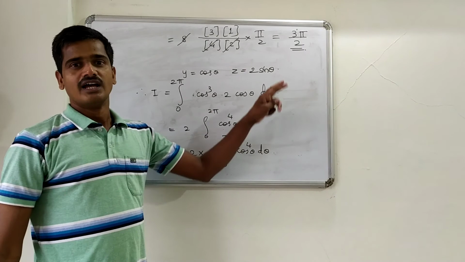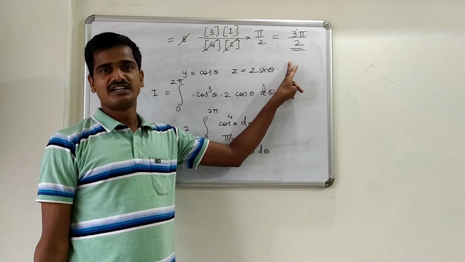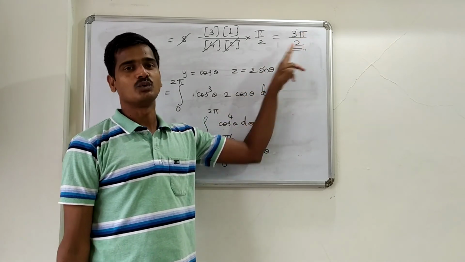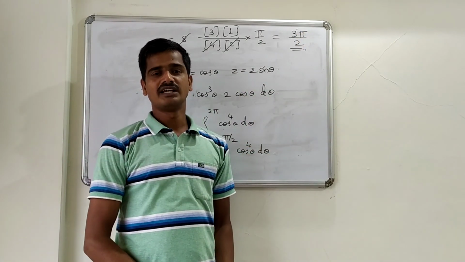Therefore the value of the given surface integral over the given surface is 3 pi by 2. And this is determined using Stokes theorem.